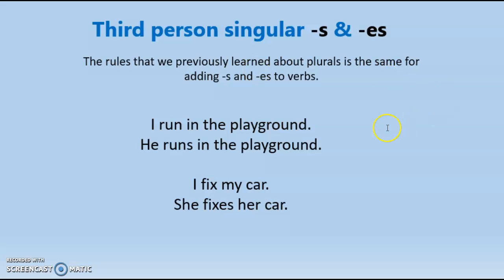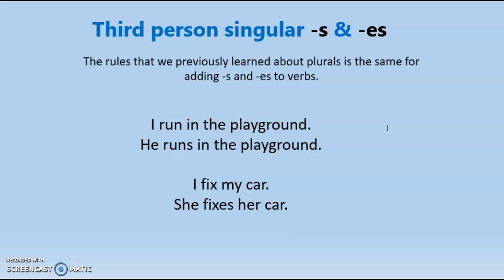Right, so we're going to be thinking about the third person singular, and we're just going to recap adding the s and es suffix. So the rules that we learnt before about adding plurals, making nouns into plurals, is the same for adding the s and the es to verbs. So you might think, oh, what does it mean, third person singular? I'm going to show you an example.